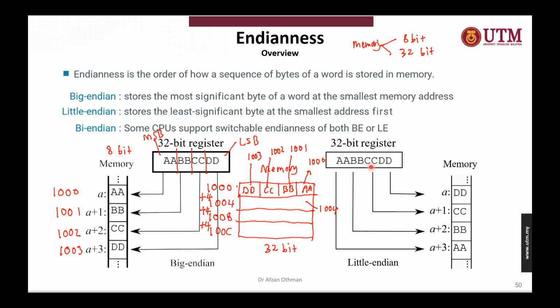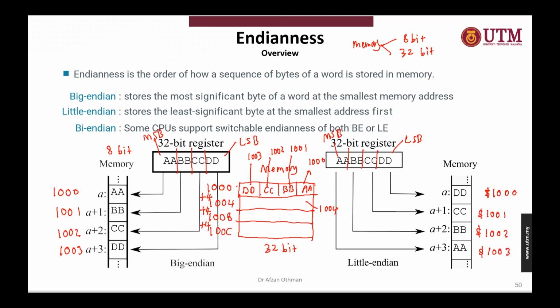We have the same data, but now we are going to store it by using Little Endian. Same thing, you divide this 32-bit number into 4 bytes. Then we have the LSB and MSB here. Assume that this is the same address: 1000, 1001, 1002, and this is 1003. So what happened here?